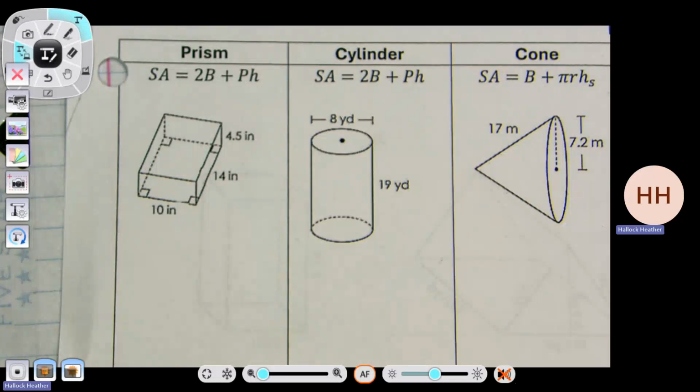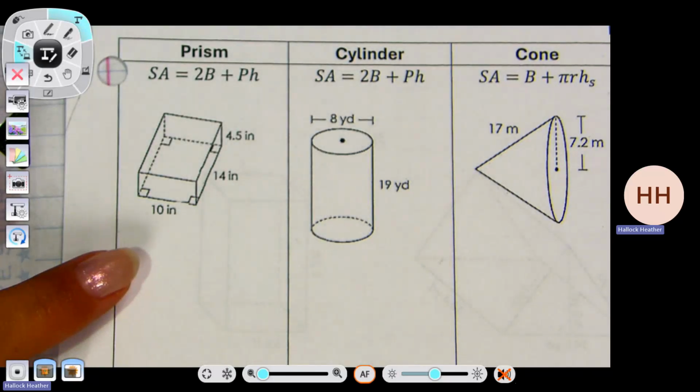P is new. That's weird. Look at the key. What is perimeter? What is P? P is perimeter. My bad. So we are going to shade in a base just like we've been doing.